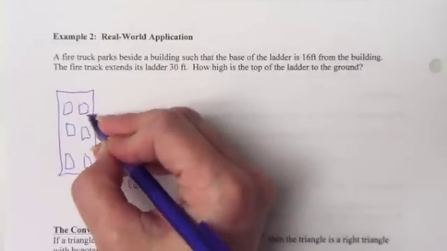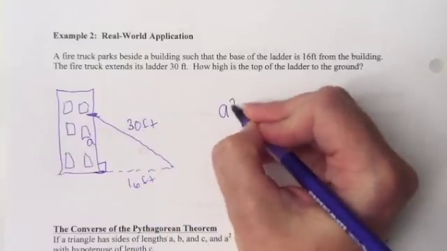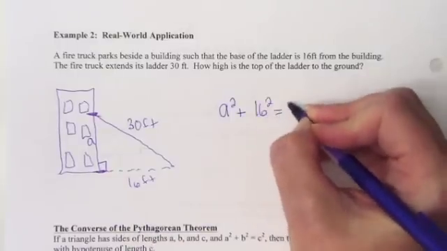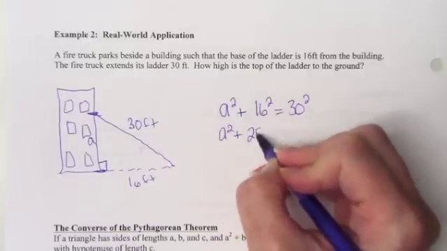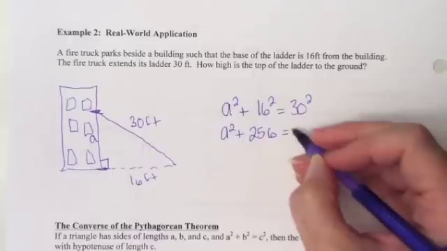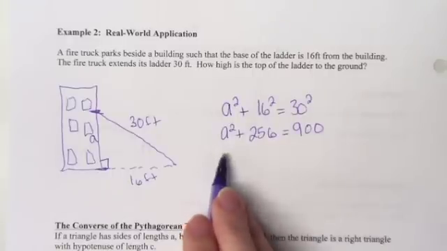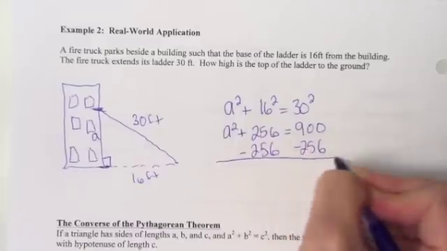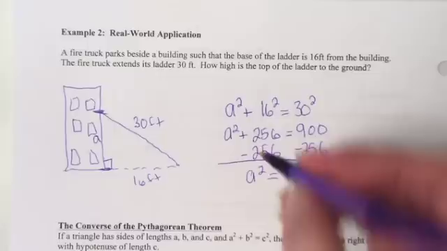So I'm going to leave this leg as just a. So we'll leave a as our unknown this time. So we have a squared plus b squared. The other leg is the 16. 16 squared equals 30 squared. All right, so we get a squared plus 16 squared is 256. 30 squared, you're going to get 900. All right, and then again, we have to get a squared by itself. So we're going to subtract 256 from both sides. So we get a squared equals, and then 900 minus 256, we get 644.